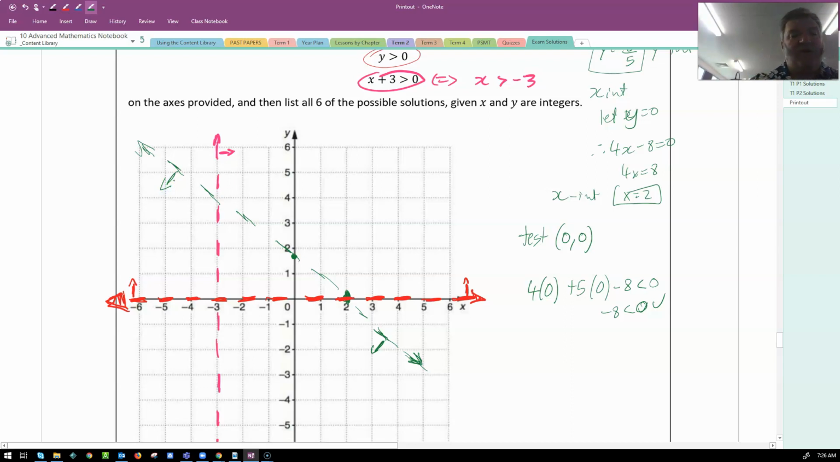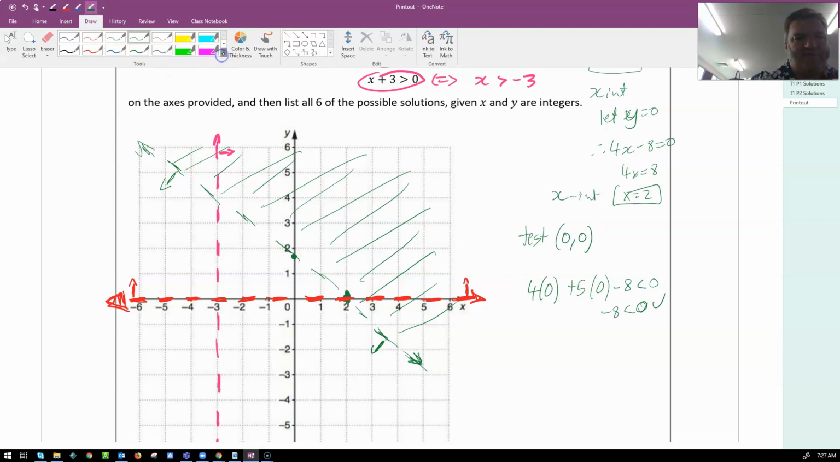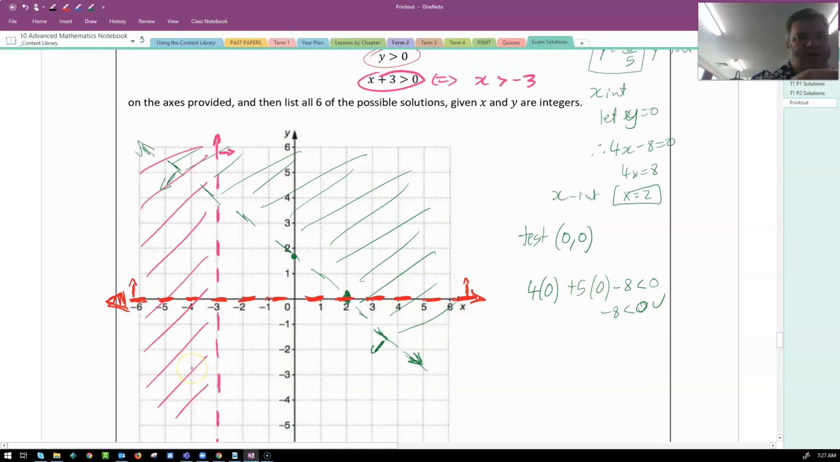So really, what have we got? I'm going to decide to shade those that I don't require. Now, it's only very loosely. You will very clearly see what region is required. So that pink region disappears.